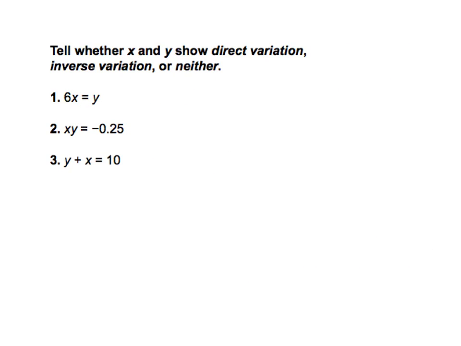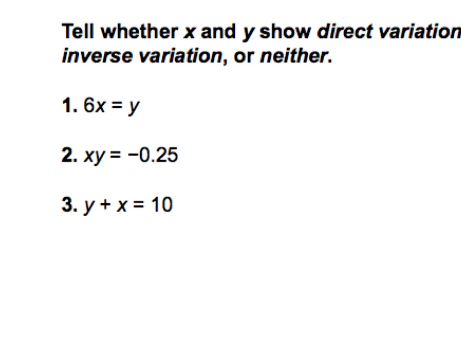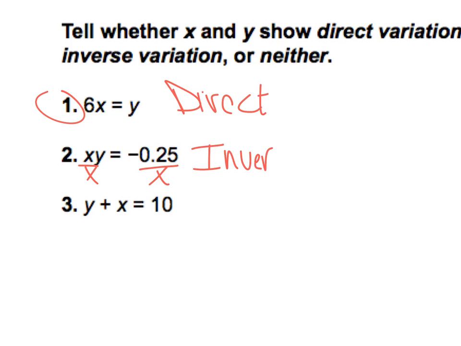Again, here we just have a couple more examples. Number 1, it's y equals 6 times x. You are multiplying 6 times x, so that would be direct. The second one, when you divide by y on both sides, you have y equals negative 0.25 divided by x, which would be inverse. And the last one is y plus x equals 10. If you solve for y, you get y equals 10 minus x, which is going to be neither.